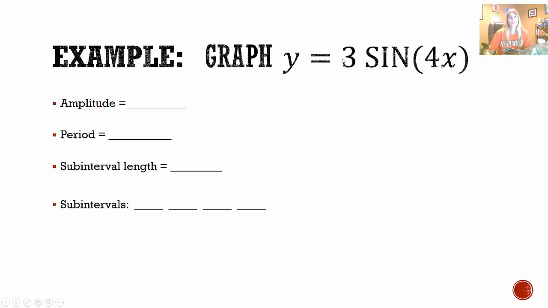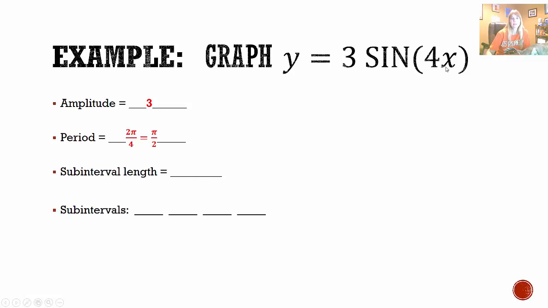So here I have this function y equals 3 times sine of 4x. What's the amplitude? You're yelling, right? It's 3. It's that number right there. What's the period? Remember, you find the period based off of omega, which is the number in front of the x.